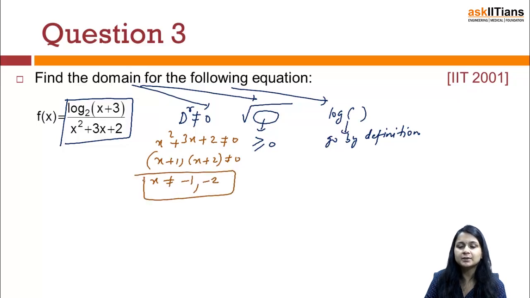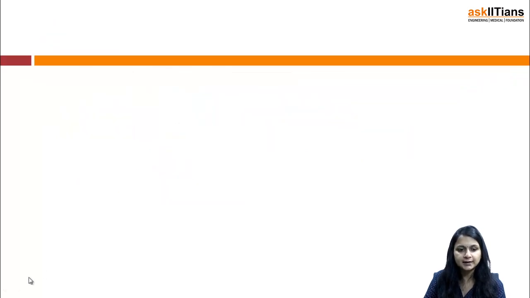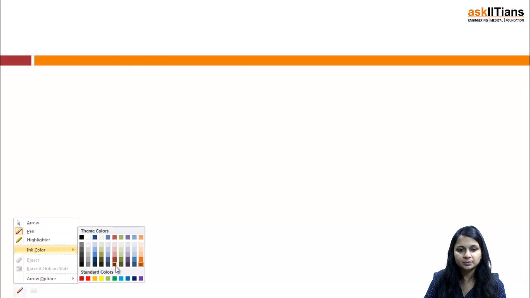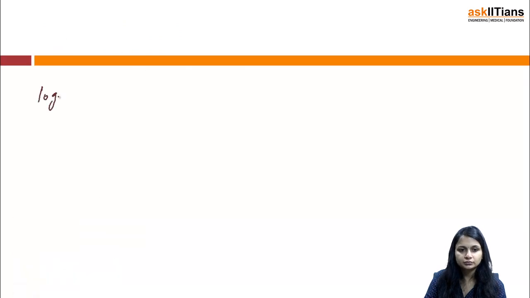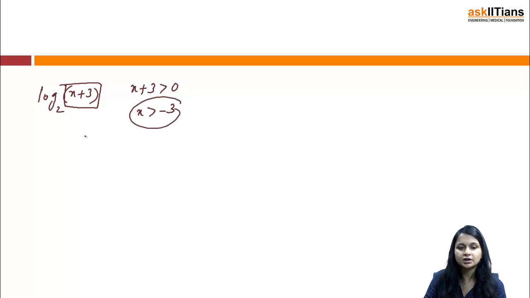Okay. Do I have something in the under root sign? No. Do I have some log function? Yes. So how will I handle the log function? Let's see. I have log of x plus 3 to the base 2. Now as I know, this quantity should always be positive. So x plus 3 should be greater than 0. So x should be greater than minus 3. And from the last condition, I had x should not be equal to minus 1 or minus 2. So the complete answer becomes x greater than minus 3.